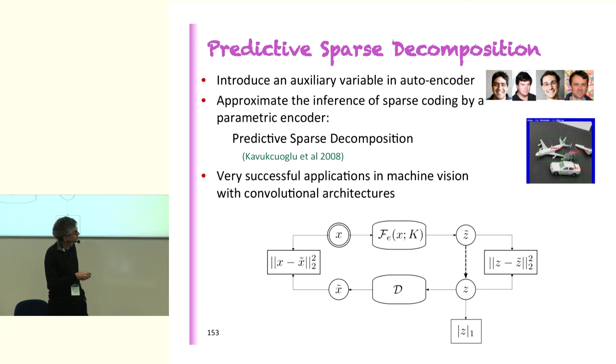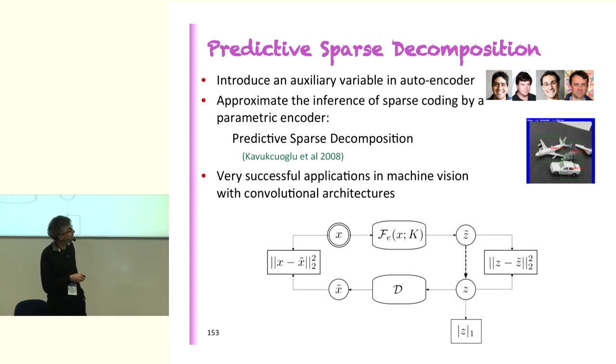We want the reconstruction error to be small. We want the predicted code to be close to the free code. We want the free code to be sparse. And if you add these things together and you optimize, you get something that actually works. And it works similarly to sparse coding, but it comes with a big advantage, actually a couple of big advantages.